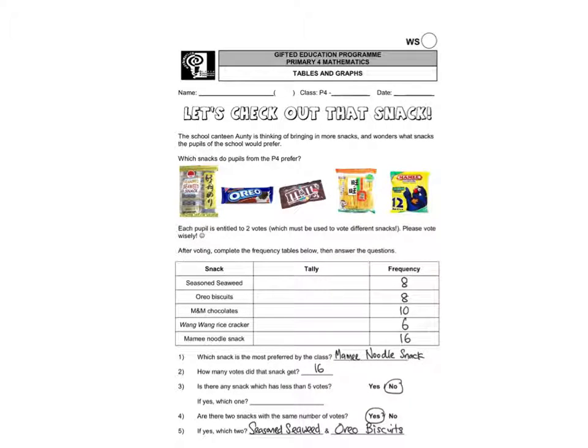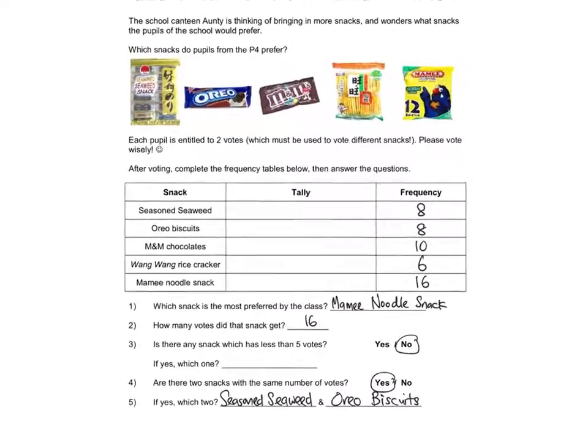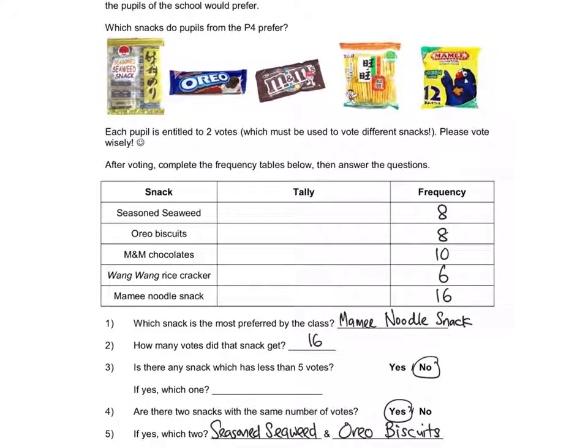Okay, for C2, we actually did a tally of what the students prefer, our P4I students. What do they prefer? Okay, so this is the result. For the preference towards seasoned seaweed, Oreo, M&M's, Wang Wang rice cracker, and Mamee noodle snack.